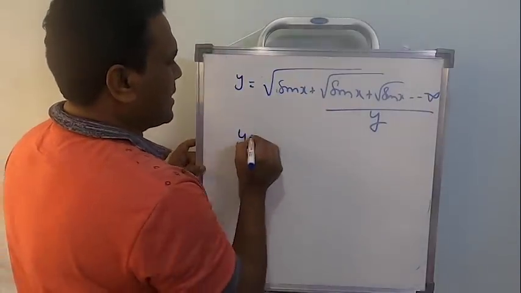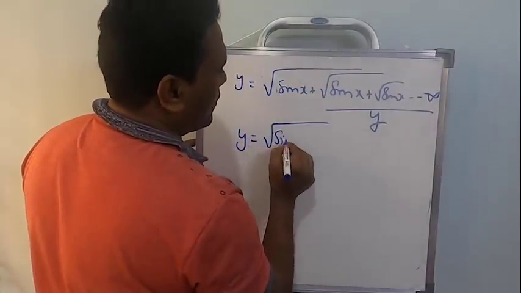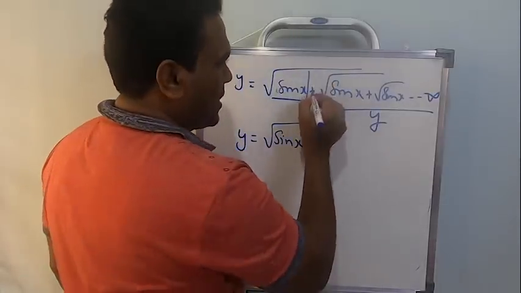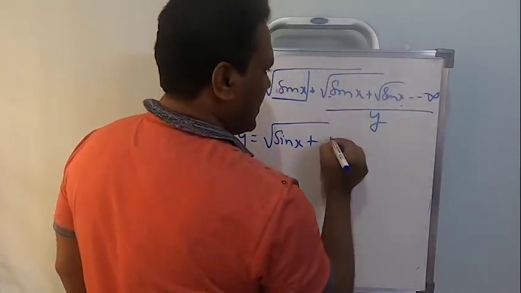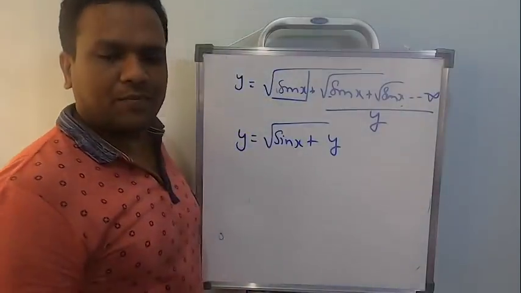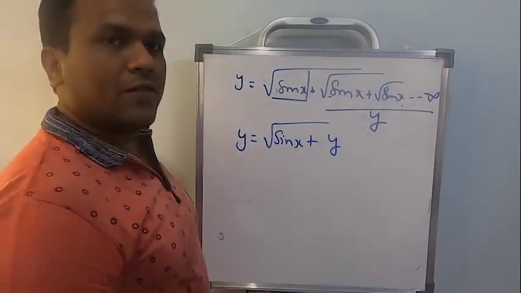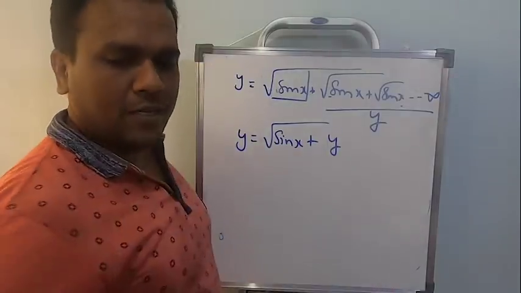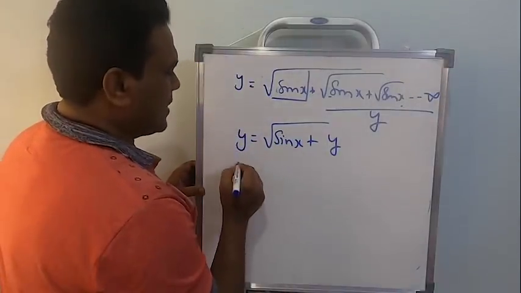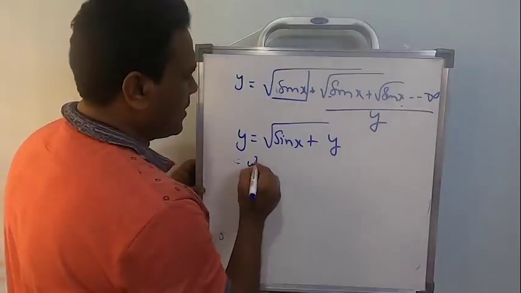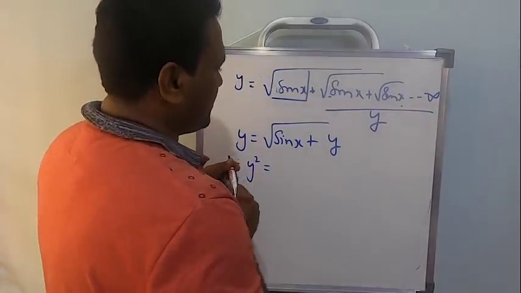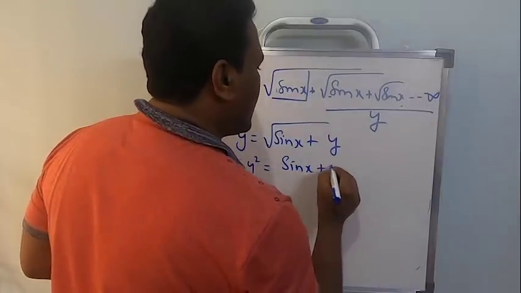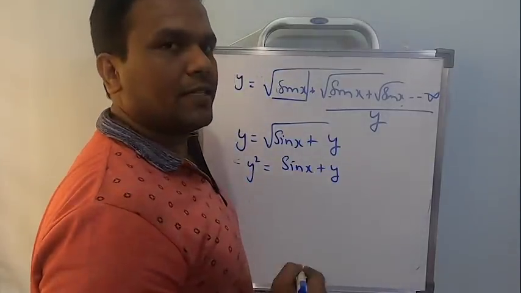So this can be written as y is equal to root of sin x plus, I am going to retain this root of sin x as it is, and the remaining still can be called as y. So what we can do, you can differentiate directly, not at all an issue, but I will suggest you square and then go for differentiating. So on squaring, the left hand side will be y square, the right hand side will be sin x plus y. This is easy to go for.